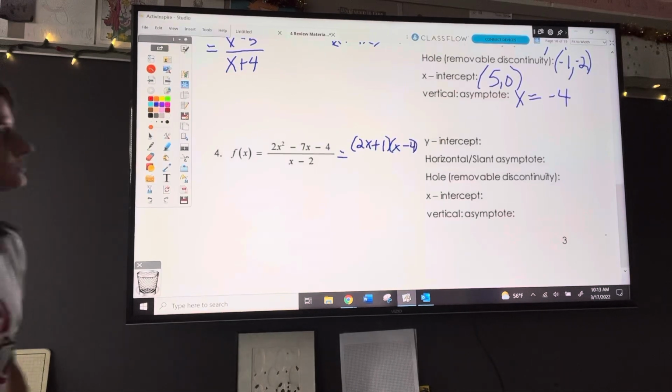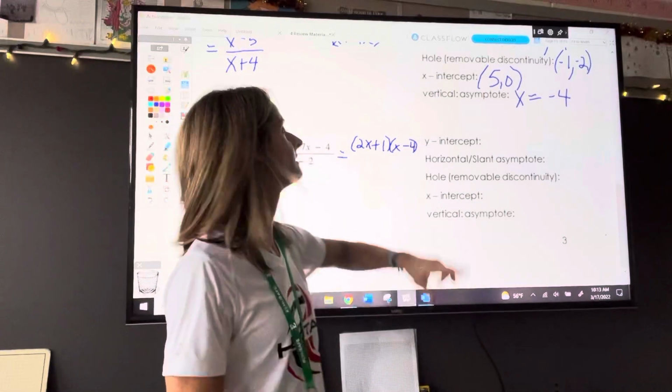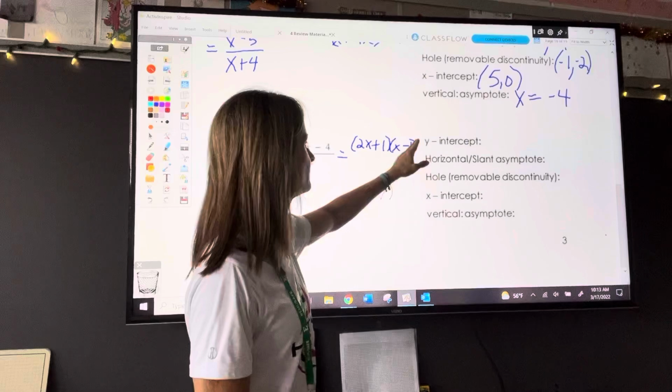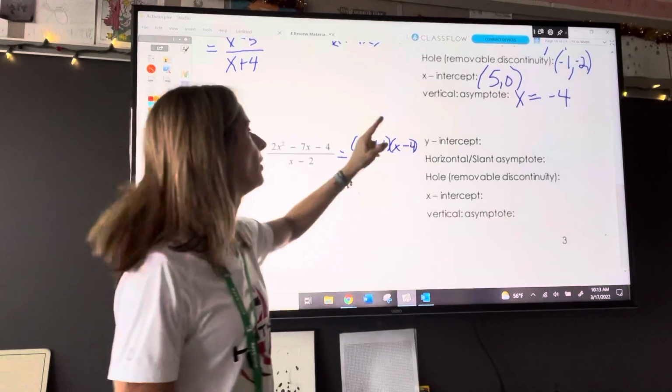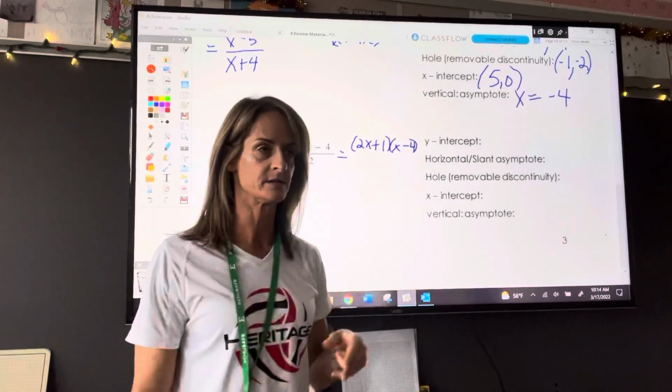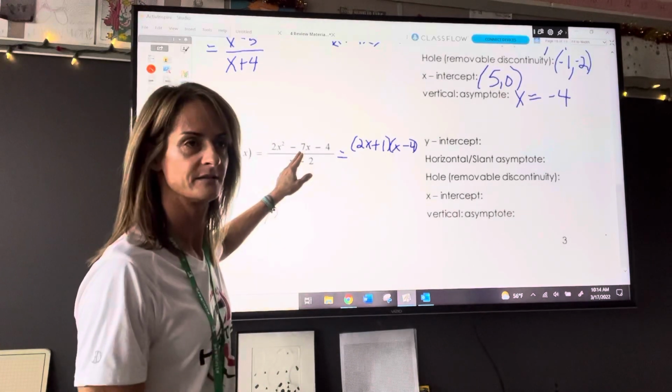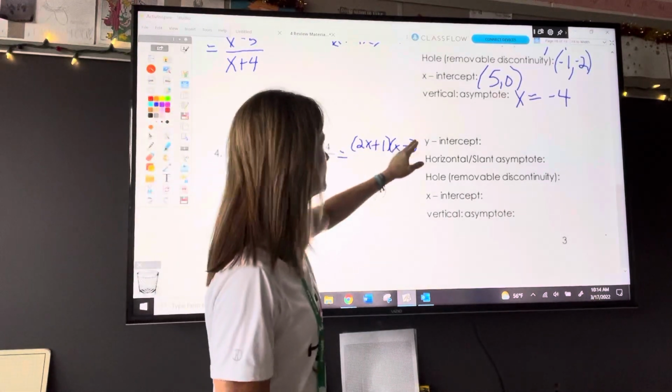So 2x plus 1, then x minus 4. Because 2x times x is 2x squared. 2x times minus 4 is -8x. 1 times x is 1x. So -8x plus 1x makes -7x. And then 1 times -4 is -4.